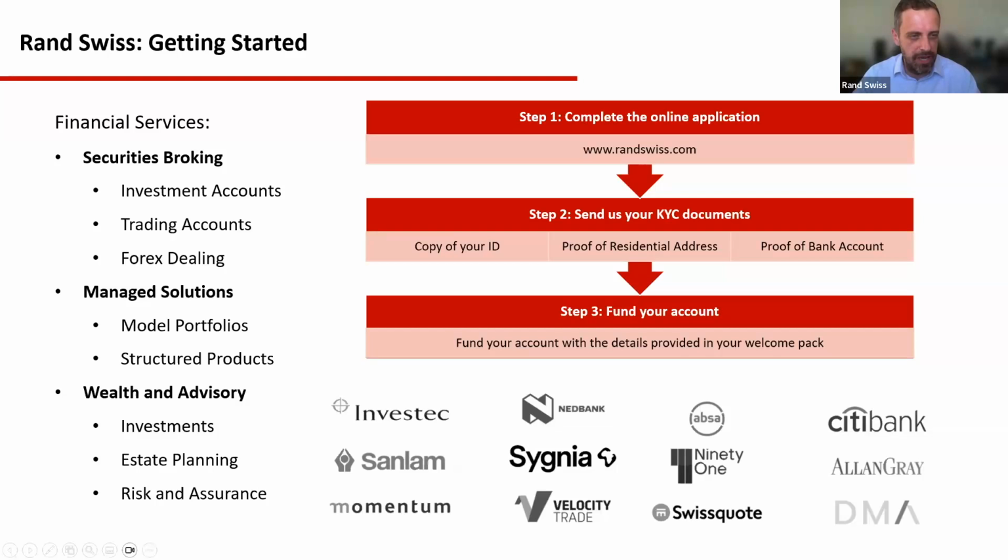Rand Swiss is basically broken down into 3 different departments. The first department is securities broking. If you get a Velocity trading platform, this is where you will get it. Securities broking is for people who want to manage their own account, whether it be a local account, offshore account, a CFD trading account or a long-term equity investment account. This all falls under securities broking.